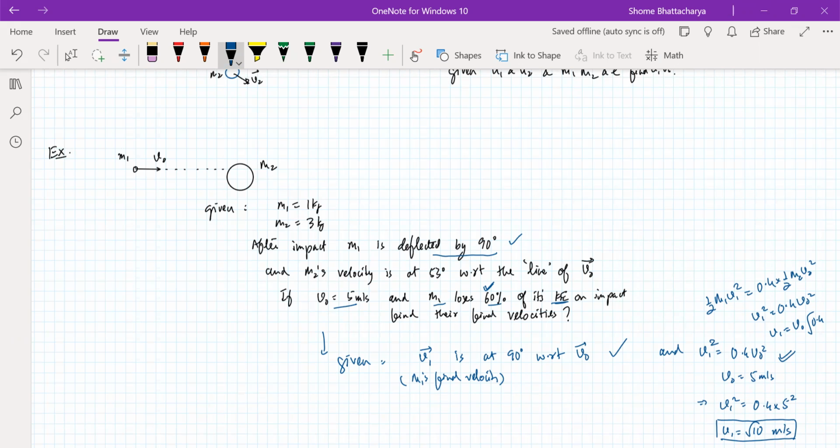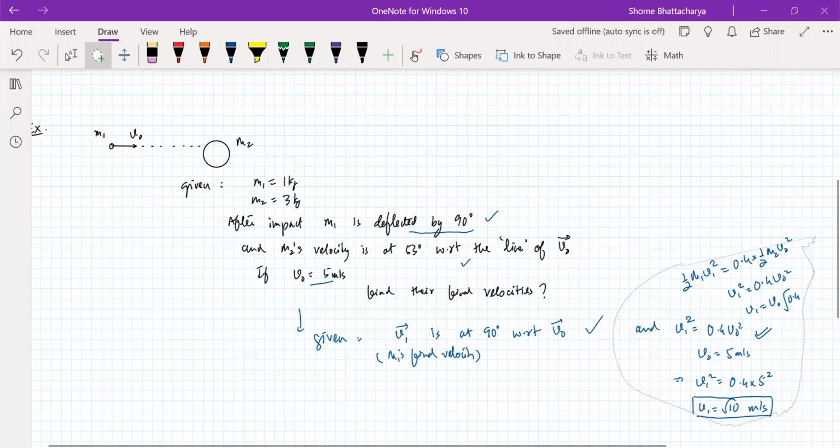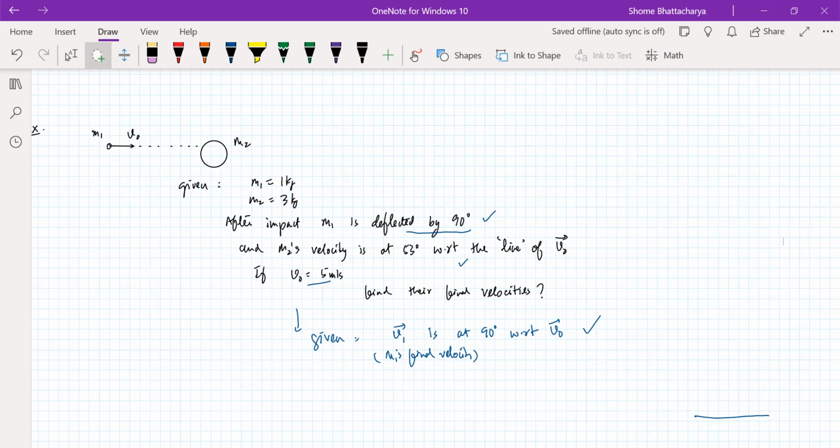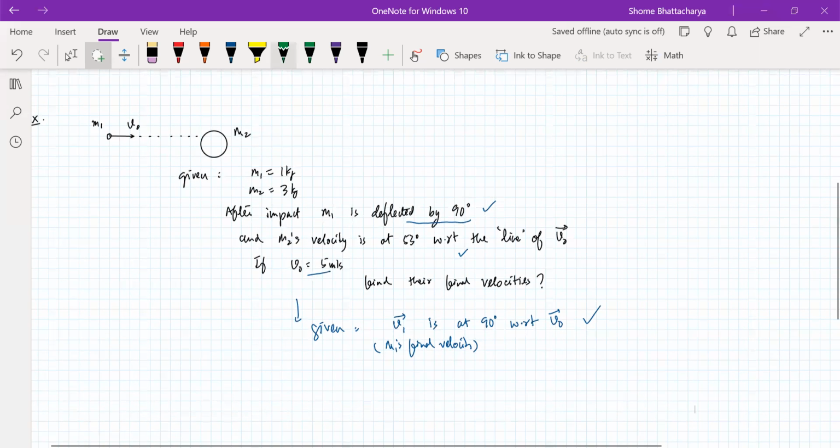Okay, so in fact, there is some extra information given in the question. This much information is not required. Actually, let's modify the question. So suppose this information is in fact not given to us. So let's say this information is not given. Only V0's value is given. So let's see in this case what happens.